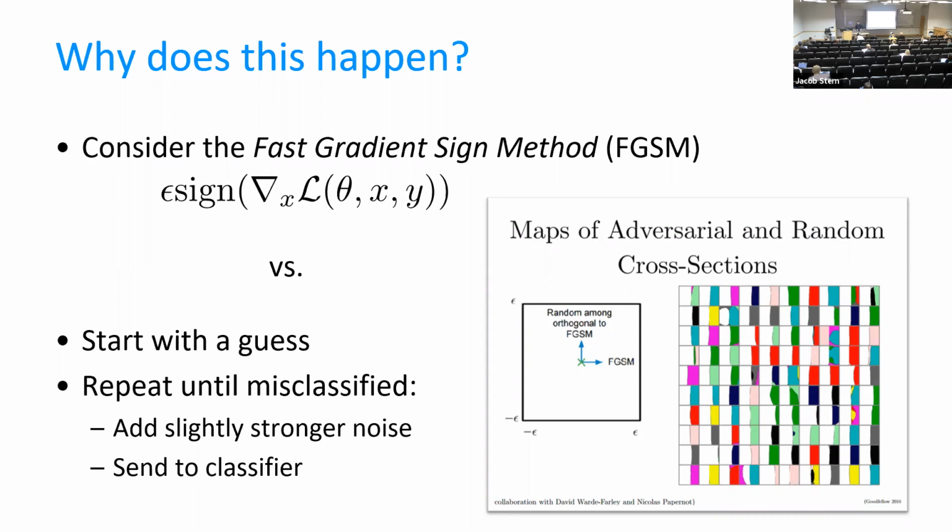Yeah. What is the sign operator? Yeah, so the sign operator is if the number is positive, then it's 1. And if the number is negative, then the sign is -1. Good question. Okay. So that's the FGSM method.